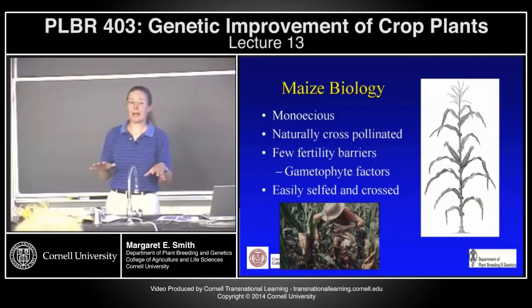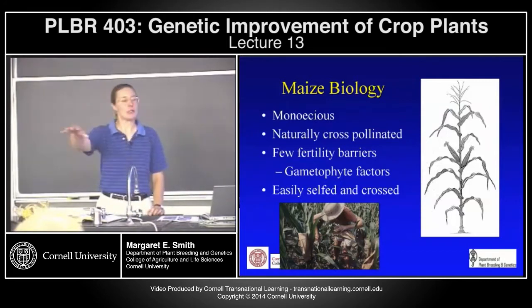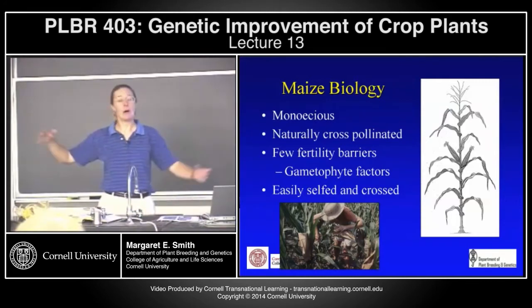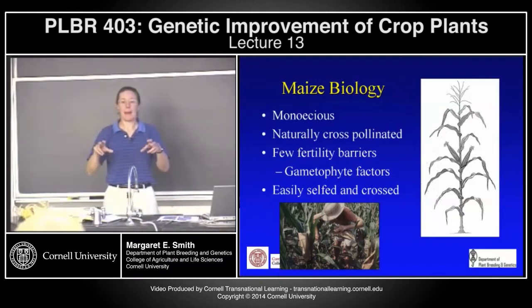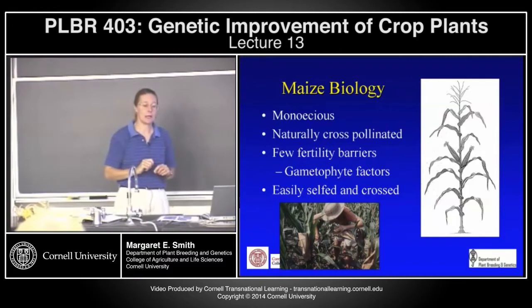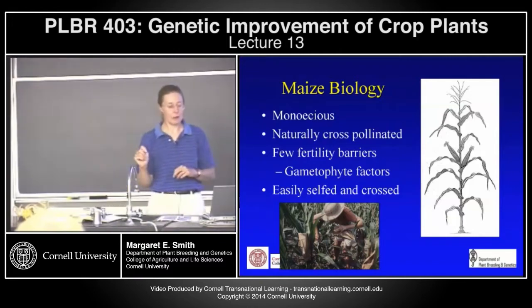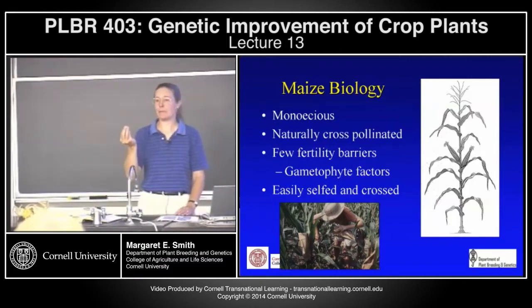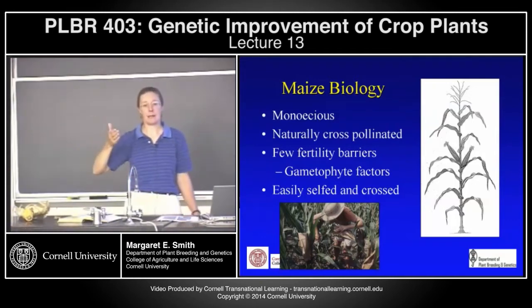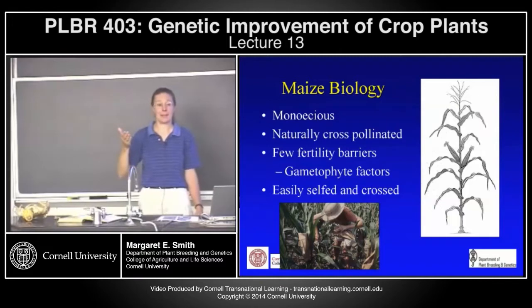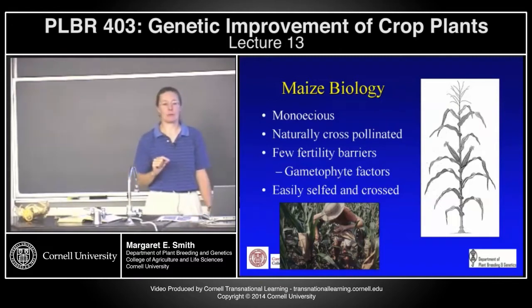One way to minimize that is to build a gametophyte factor into the popcorn. Then even if it's surrounded by dent corn pollen, most of that pollen will not compete with the self-pollen from that popcorn variety. And this is exactly what's been done. So most popcorns grown in the US carry a gametophyte factor in order to minimize cross-pollination with standard dent corn. Okay? Same is true for white corn.